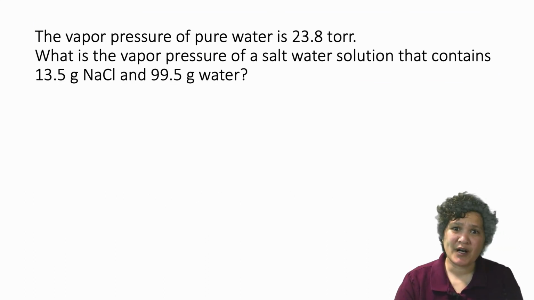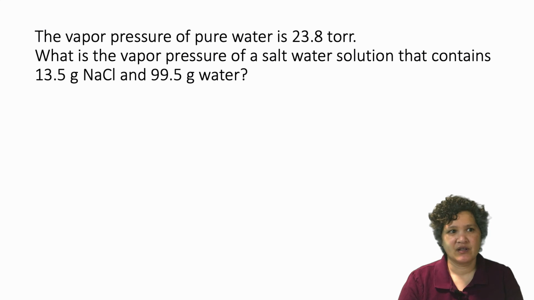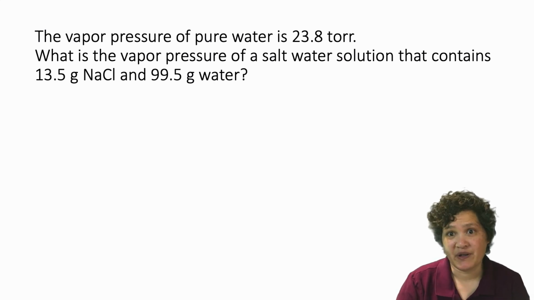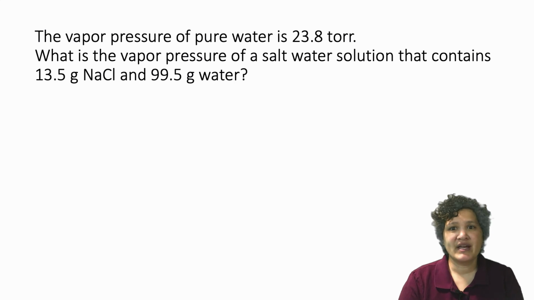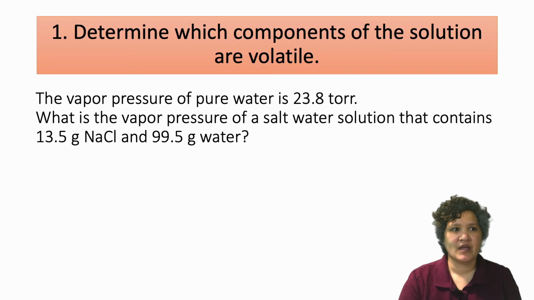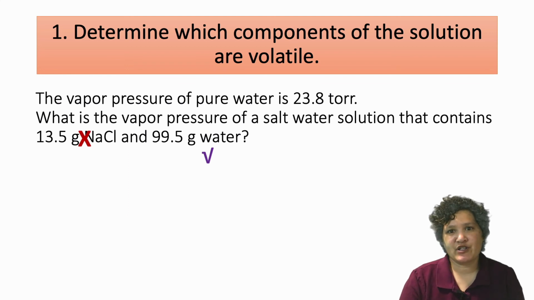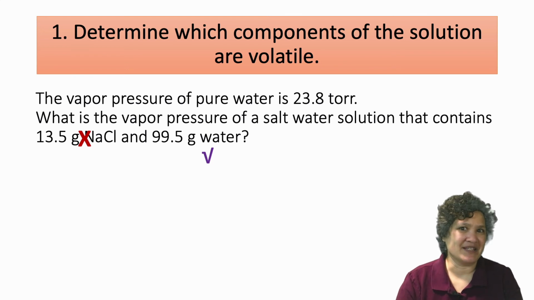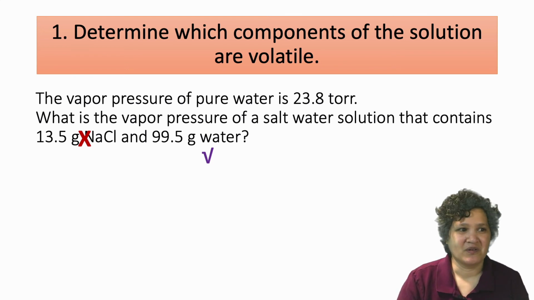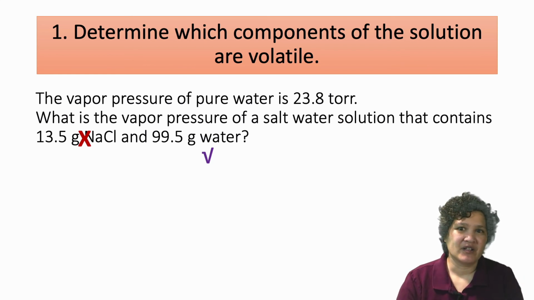So this particular problem looks a little different than the way the other problems were laid out. We're given the vapor pressure of pure water, 23.8 torr, so that part looks familiar. But then it asks us for the vapor pressure of a saltwater solution containing sodium chloride and water. So which of those components are going to be volatile? We know that water has a vapor pressure, it must be volatile, but we don't see a vapor pressure for sodium chloride, and we know that salt doesn't really evaporate very easily. So we're just not going to deal with that. We only have one volatile component.